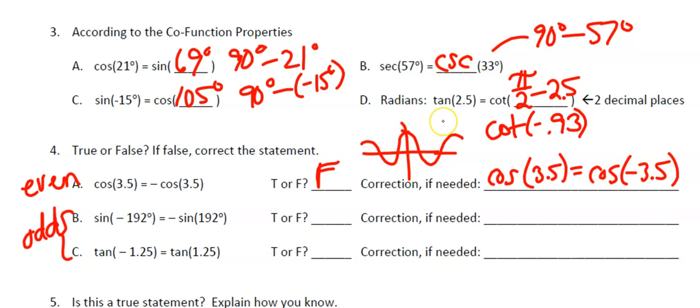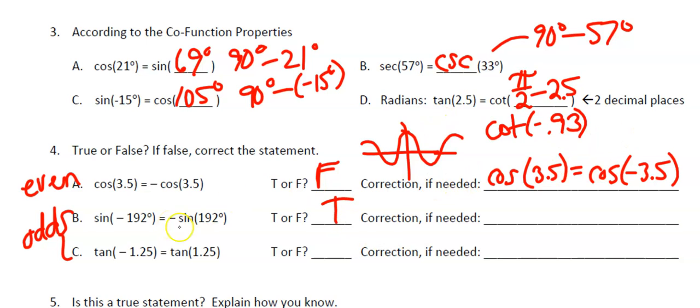Now here this says sine of negative 192 is equal to negative sine of positive 192. Here we see opposite inputs and we see opposite outputs. So we're saying if we put the opposite input in, we should get the opposite output. That is a true statement.